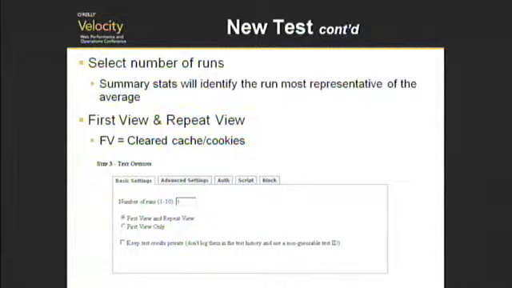You can select the number of runs you want to do, between 1 and 10. And the idea is that you can do more than just one, so you can see the impact of a few runs. You can decide whether you want to include first or repeat view. And you can decide if you want to make your test results public or private.